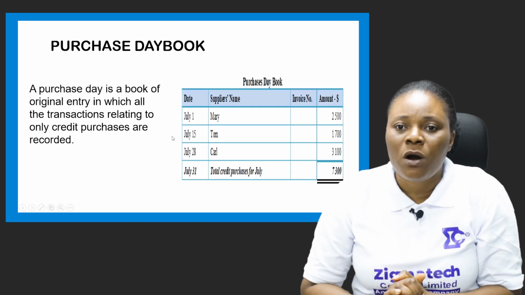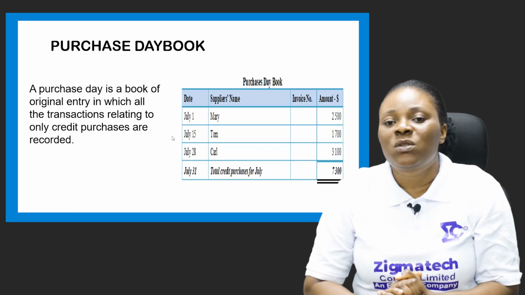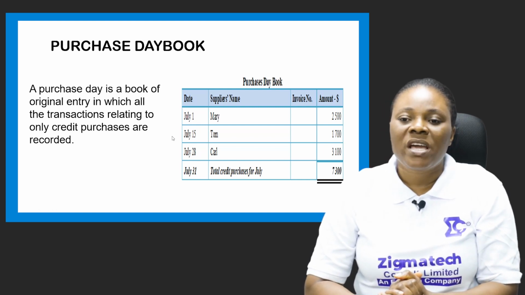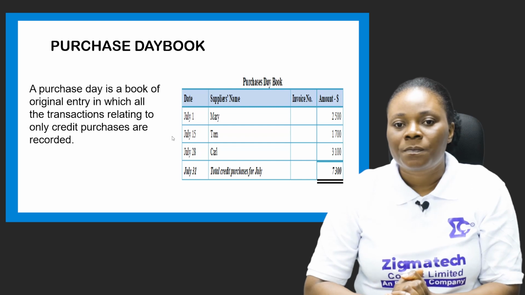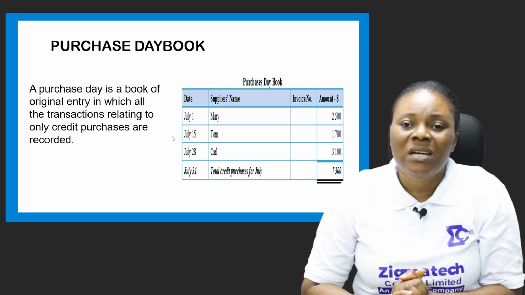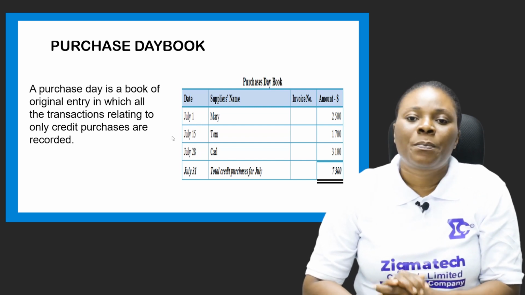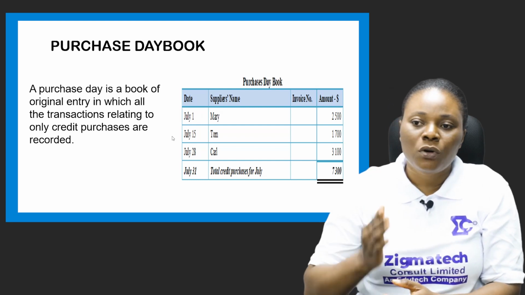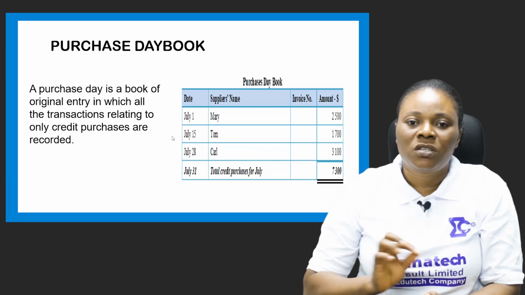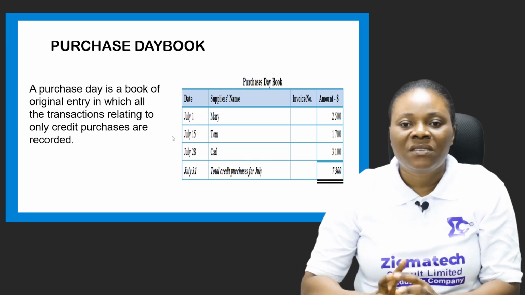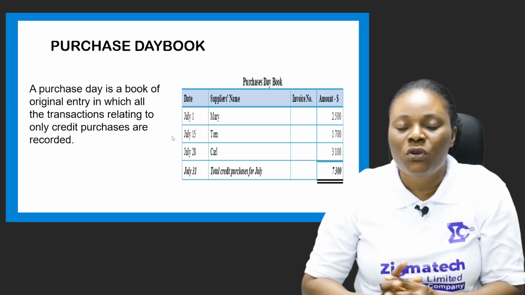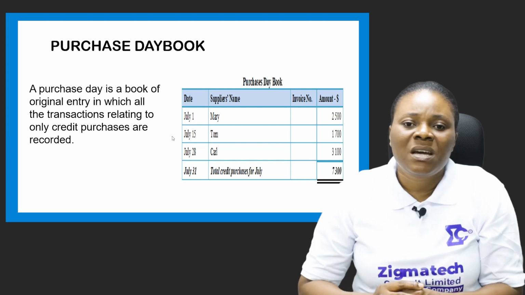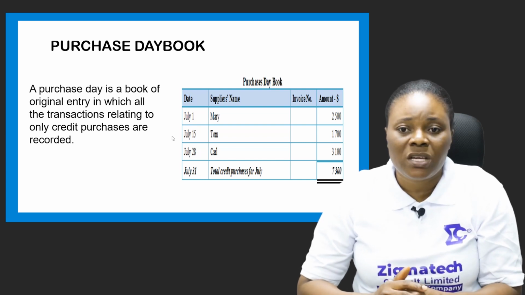The next type of purchase document we look at is the purchase daybook. The purchase daybook can also be called the purchase journal. You can see it's like a book where you record day-to-day activities. But what is the purchase daybook used for? The purchase daybook is a book of original entry.